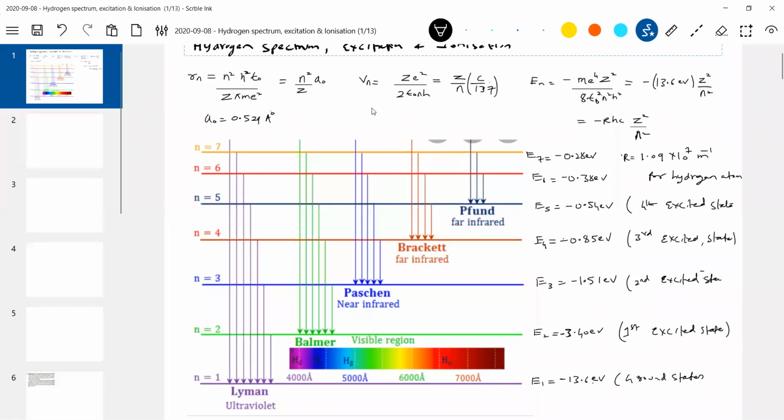So like this, we can go to some higher level, put n equal to infinity. N equal to infinity will be the first.